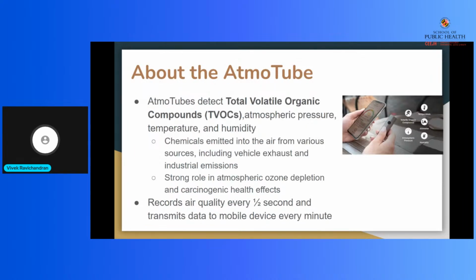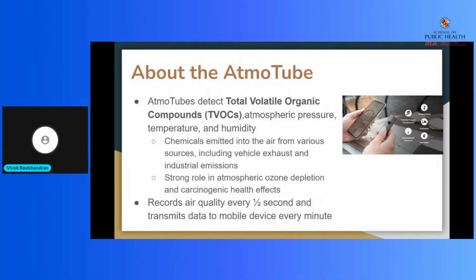All right, so those were some of our stationary monitors, and now I want to talk about some of the mobile monitors that Siege has been using and implementing. The first is the AtmoTube. This device measures volatile organic compounds, which have been linked to atmospheric ozone depletion and cancer, and they're chemicals that are emitted from various sources, such as mobile sources.